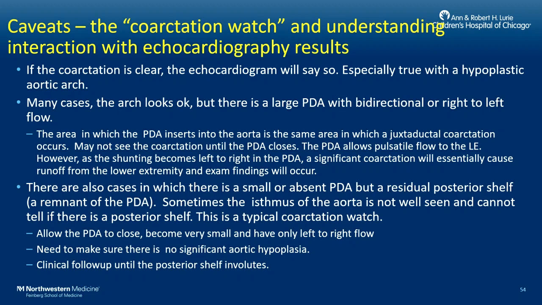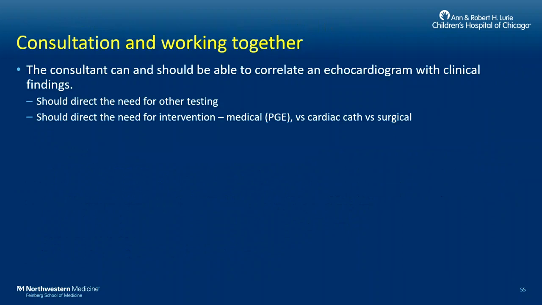This is a typical coarctation watch. Allow the PDA to close, become very small, and only have left-to-right flow. And then from our scenarios, you should be able to exclude coarctation. You're never off the hook. You need to make sure there's no significant aortic hypoplasia, because that'll be a tip-off that there's something there. And you do follow up until the ductal shelf or the ductus involutes. You may have to make sure the pediatrician sees the baby maybe weekly, or sooner if there's more suspicion. Then your frequency of follow-up will decrease as the baby gets older, and you let go at some point.